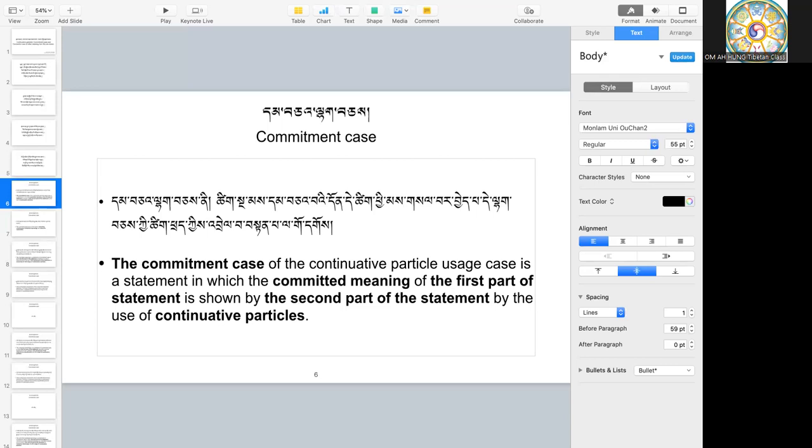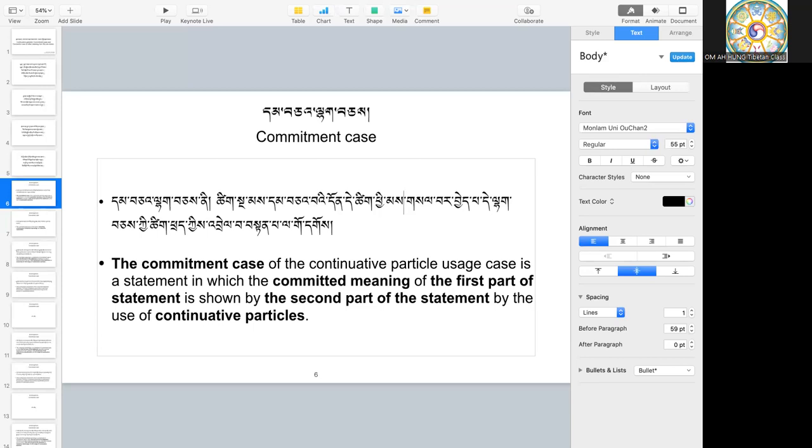rather than to take the particle and make it to be influential over the statement. So therefore, in our understanding of the statements, we will understand a statement as the focus of each usage case. And so the very function of the particle changes with each type of the usage case.